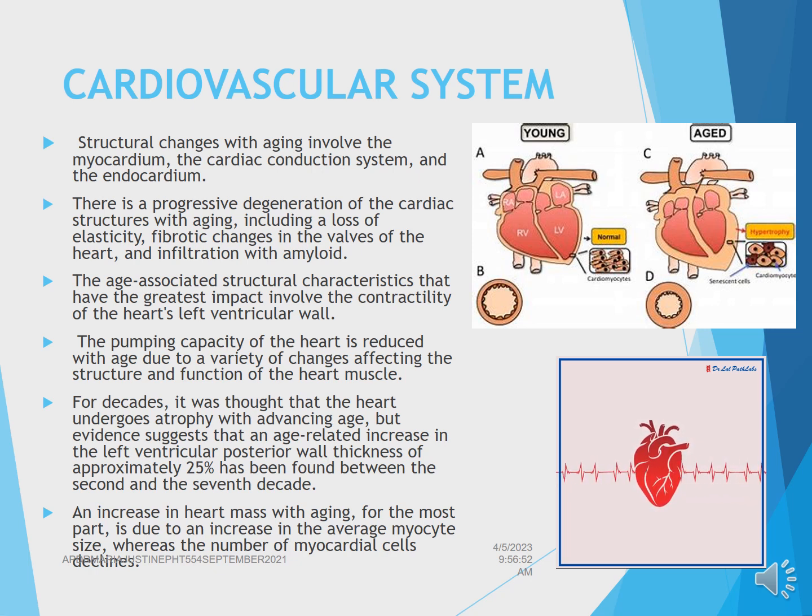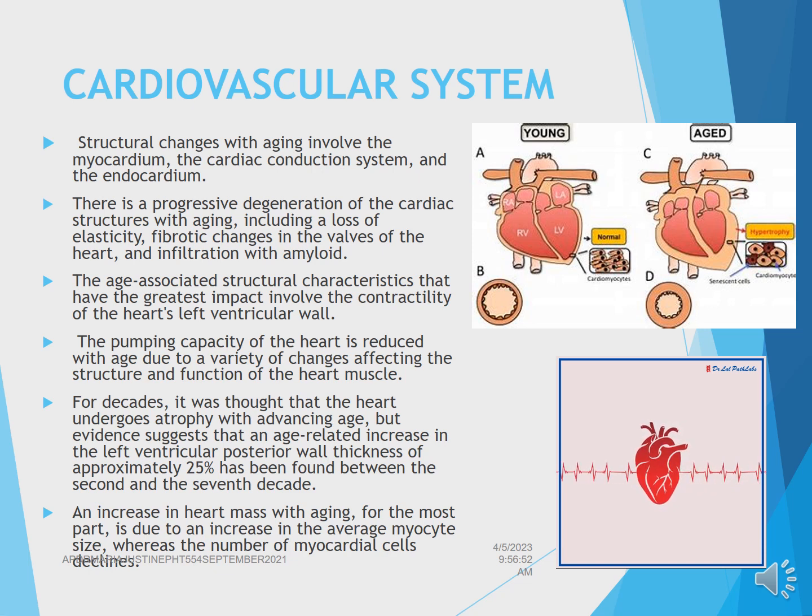Again, now we continue with the cardiovascular system. What happens to the cardiovascular system? There will be structural changes with aging that affect the myocardium, the muscles of the heart, the cardiac conduction system, and the endocardium. There is a progressive degeneration of the cardiac structures with aging, including a loss of elasticity, fibrotic changes in the valves of the heart, and infiltration with amyloid.